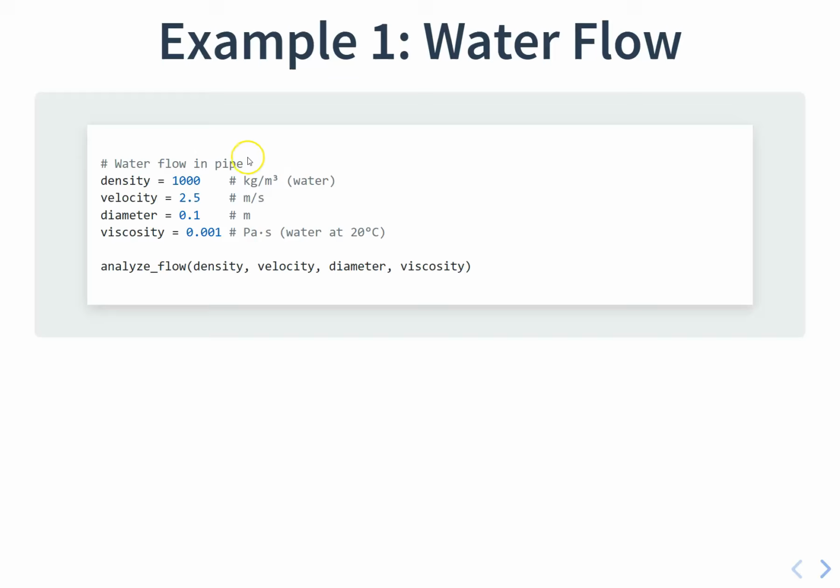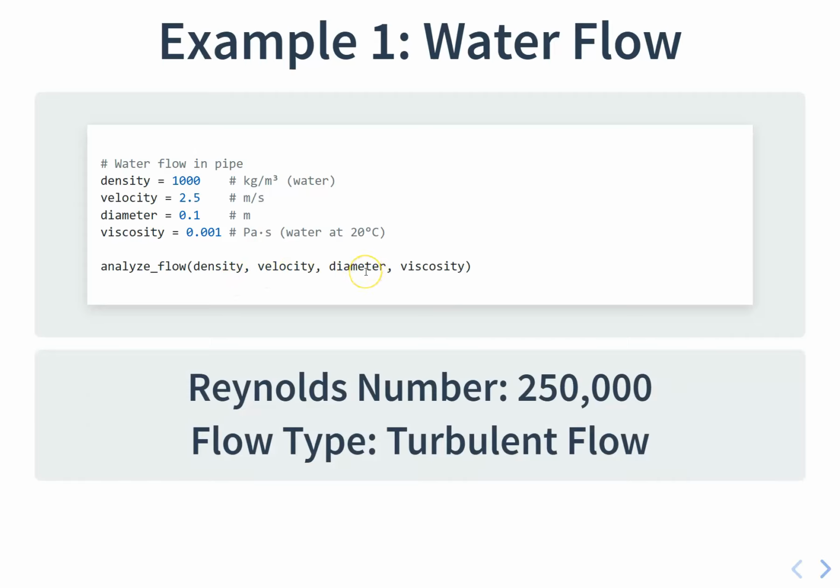Let's test with real engineering scenarios. For example, water flowing through a 10 cm diameter pipe at 2.5 meter per second velocity. Using water properties, density is 1000 kg per cubic meter, viscosity 0.001 pascal second at 20 degrees centigrade. Running our analysis function gives us a Reynolds number of 25000. Flow type will be turbulent.